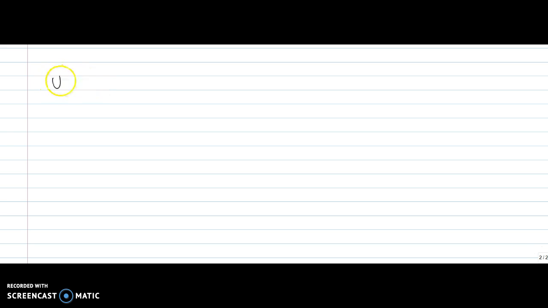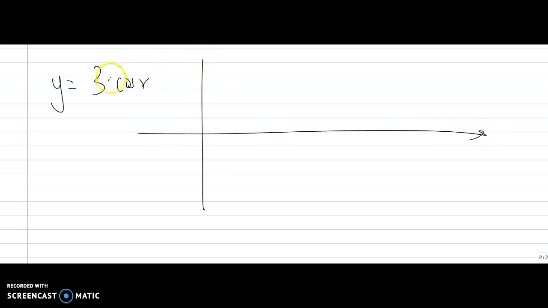So let's go ahead and write out this equation. Y equals 3 times the cosine of x. Our goal is to graph this one. The only change is the amplitude is now going to be 3. So instead of a maximum height of 1, it's going to have a maximum height of 3 and a minimum height of -3. Otherwise, this graph is exactly the same.